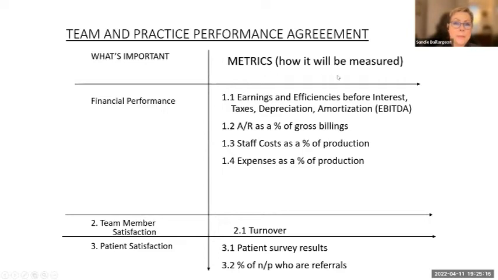How are we going to measure it? Well, based on EBITDA, which is earnings before interest, taxes, depreciation, and amortization. And we will also track the accounts receivable. We want to set a goal for how we want the receivables to look as a percentage of the gross billings. Staff costs as a percentage of production, and expenses as a percentage of production. All of these things you are able to create an action item from, and a strategy on how to achieve these things. And that's where you need to be really specific on how you're going to do it, who's going to do it, and when they're going to achieve it.